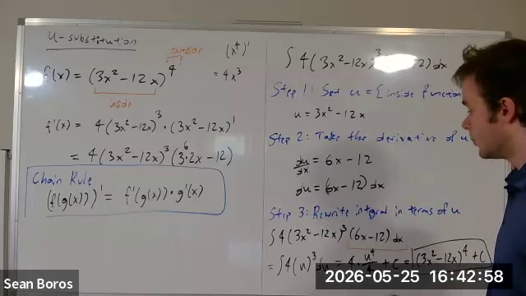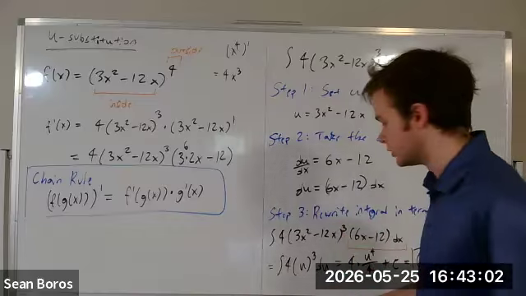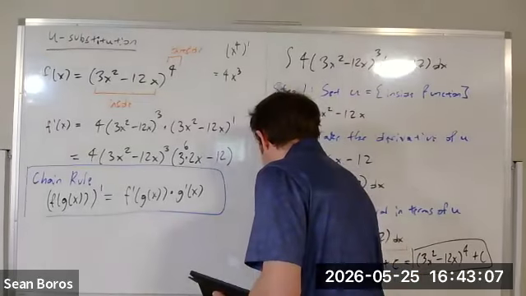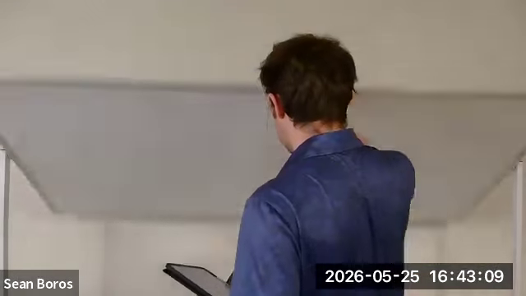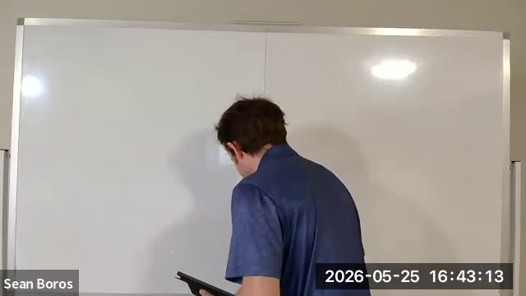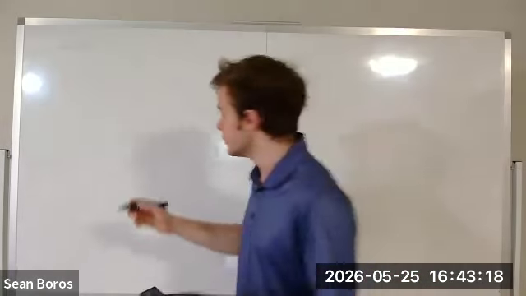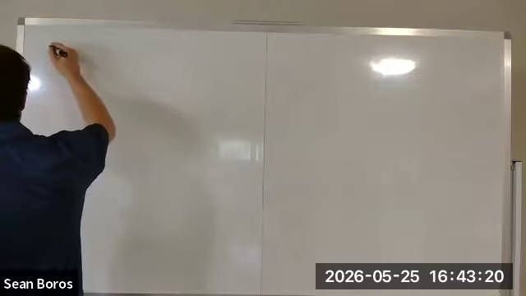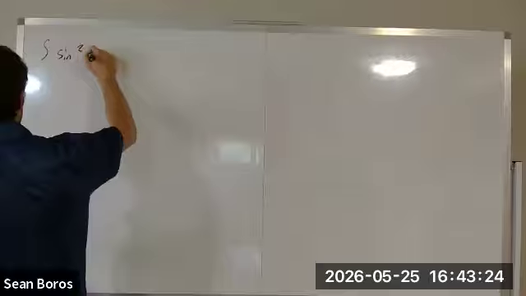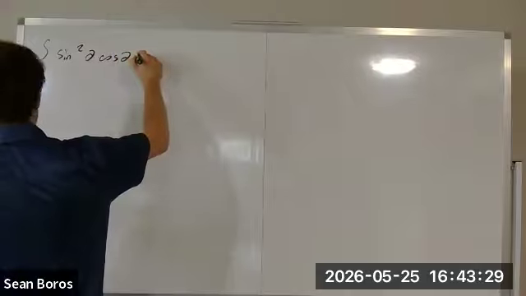Okay. But now, that's just one example. How do we do this in a bunch of examples? So that's what I'm going to run through now. So let's flip this to the other side. Doing this with one hand is difficult. Okay. So let's just do another example here. Let's say that we have the integral of sine squared theta times cosine theta d theta.